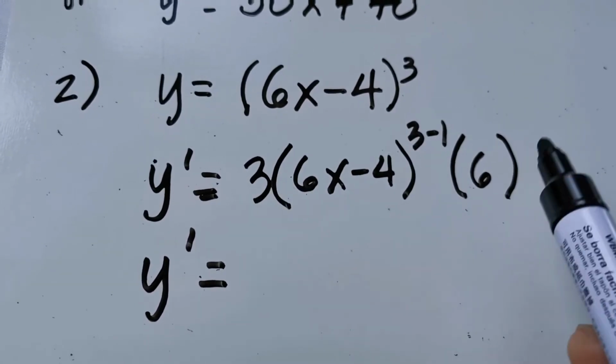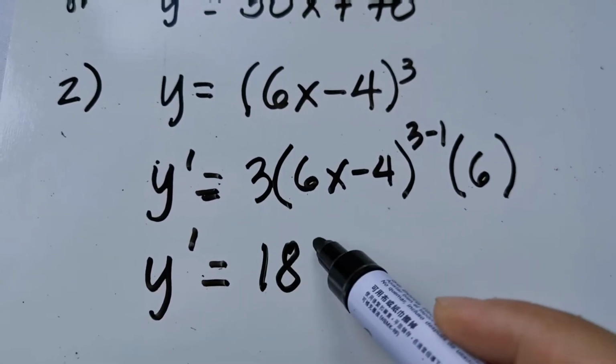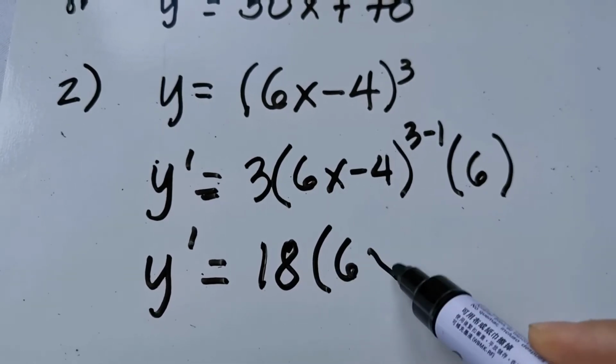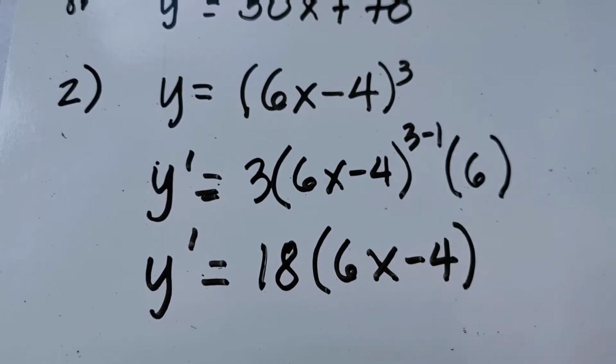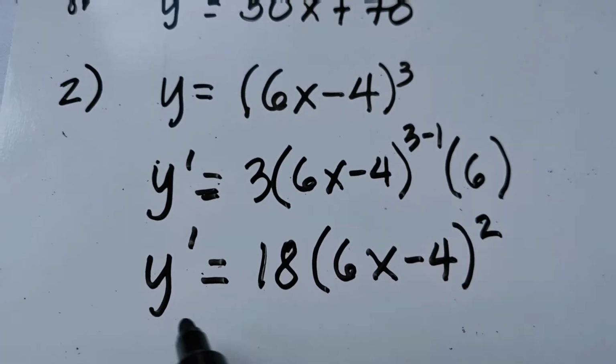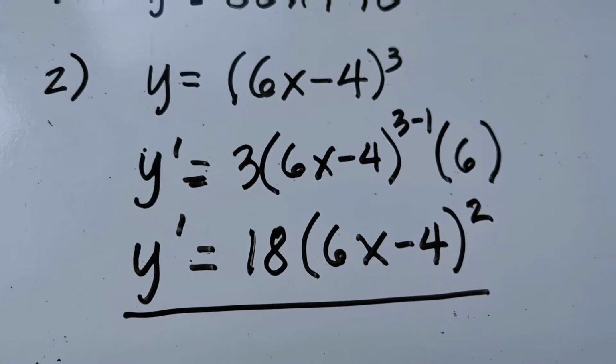We can multiply 3 times 6. We have 18 times the quantity 6x minus 4. We have 3 minus 1 is 2. That is our final answer.